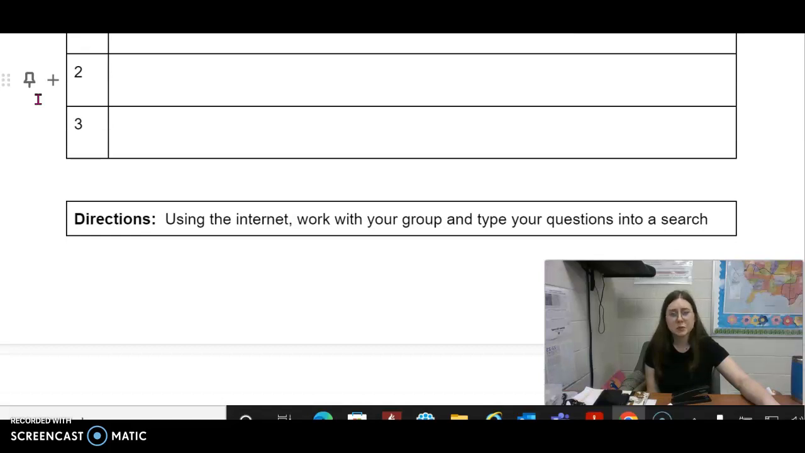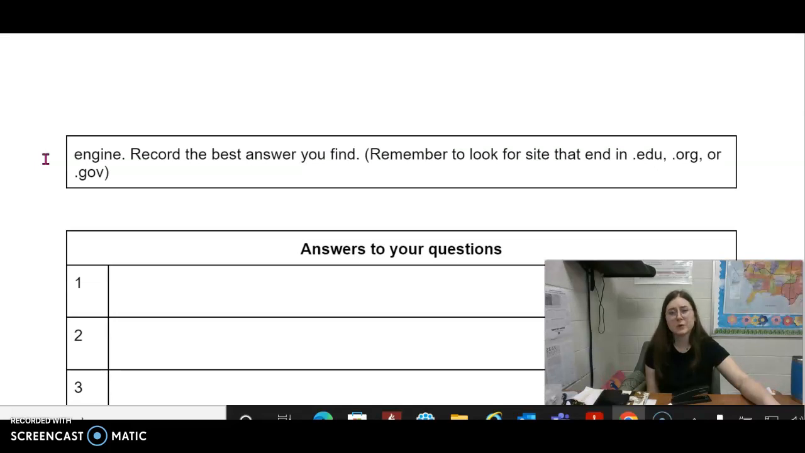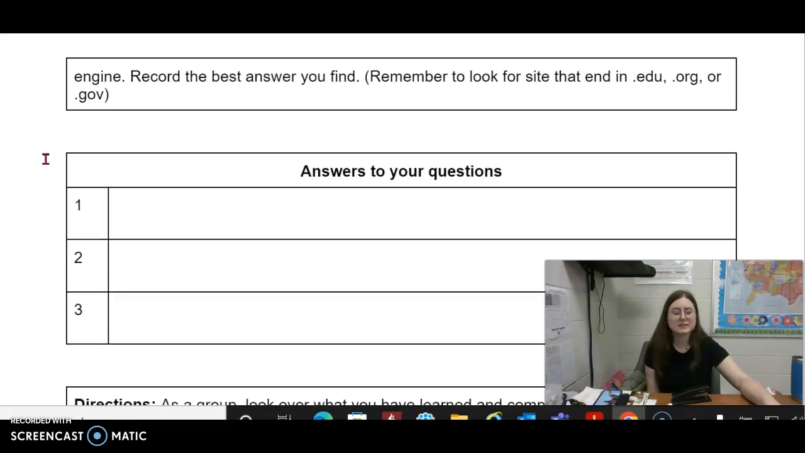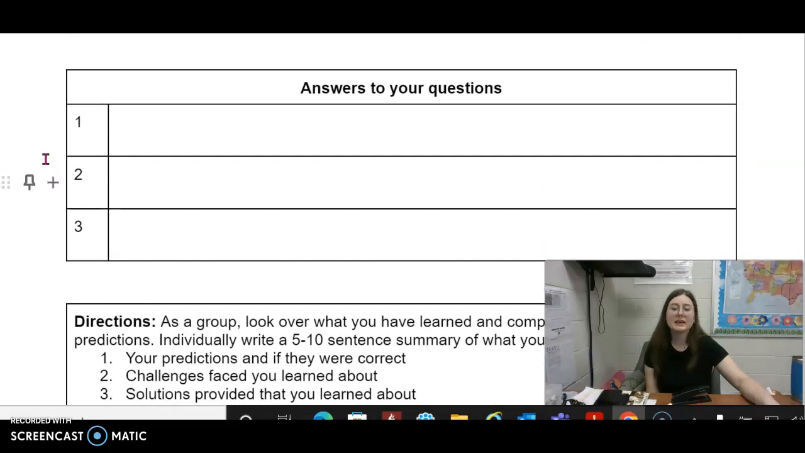Next step, this is where the Chromebooks come into play. Using the internet, work with your group and type your questions into a search engine and record the best answer you can find. Remember to look for sites that seem legitimate. So I think it's really important to have a conversation prior to this research activity where students learn about websites and which ones you can trust and which ones you can't. Here they're going to record the answers that they deem to be the most accurate.